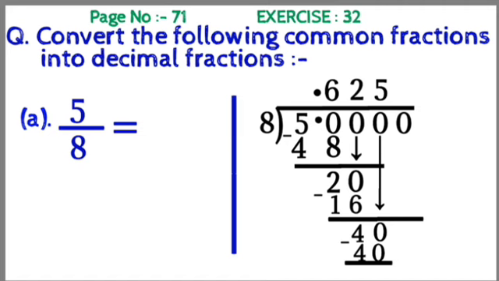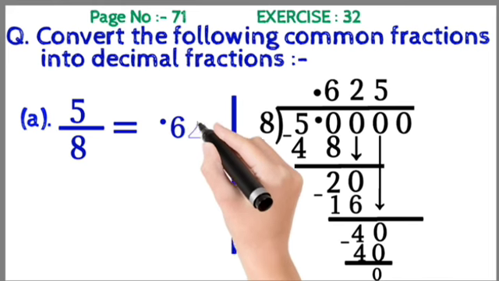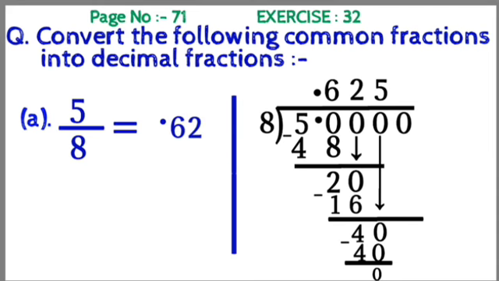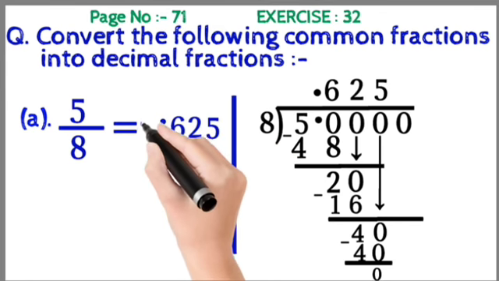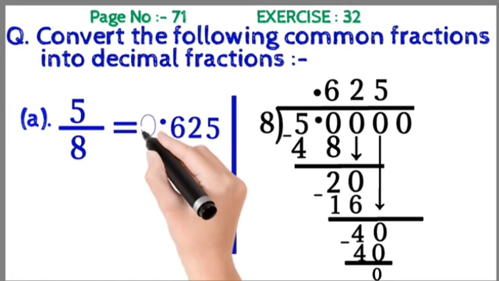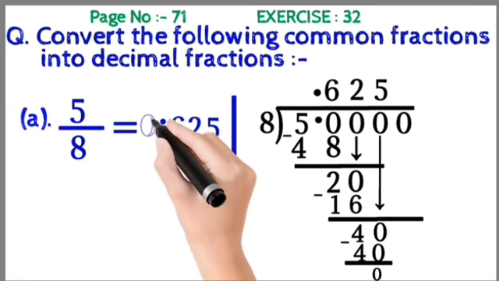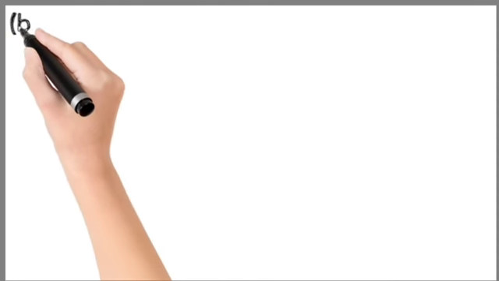Our answer is the quotient, which you see at the top: 0.625. So when 5 is divided by 8, we get the quotient 0.625, and this is a decimal number. We have converted the fraction 5 by 8 into a decimal. Let me write 0 as the whole number part of the decimal fraction. The complete solution is here.